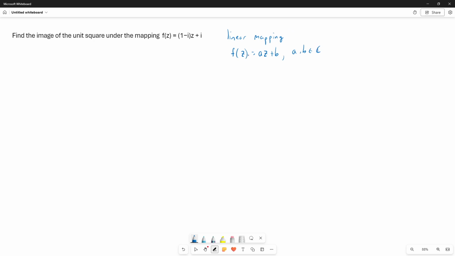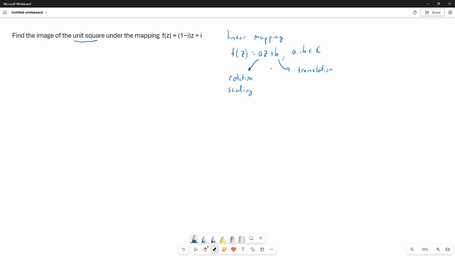And in general, the effect of such a transformation is to do three things to the original object, which is the unit square. The multiplication by a complex number a will cause a rotation and a scaling. And the addition of the number b will cause a translation.